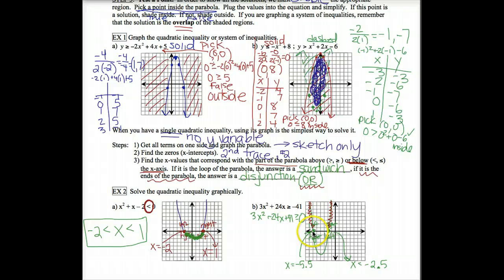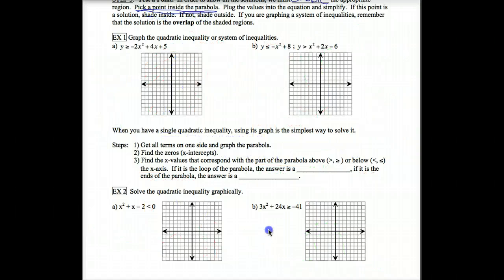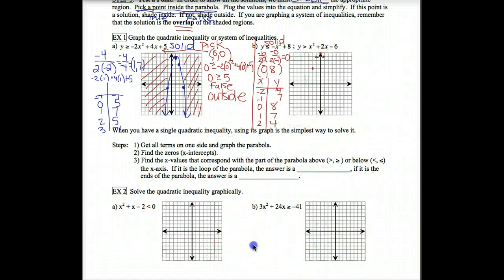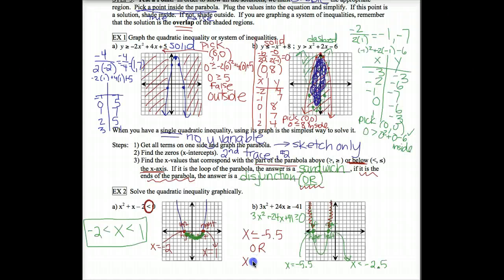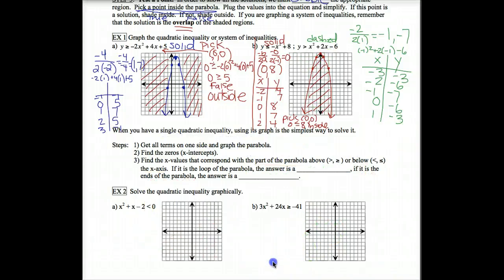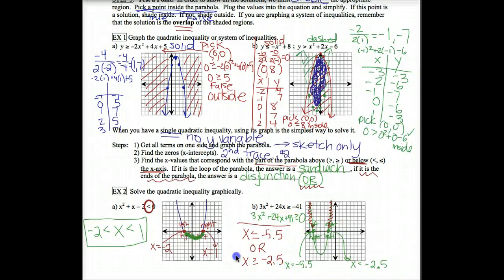So either x is less than or equal to negative 5.5, or x is greater than or equal to, because that's this part of the parabola when x is bigger than the 0, negative 2.5. So if it's the ends, you're going to write a disjunction, an or, with your two zeros. If it's the loop of the parabola, the between, you're going to write a sandwich with the zeros. All right, and that is it.